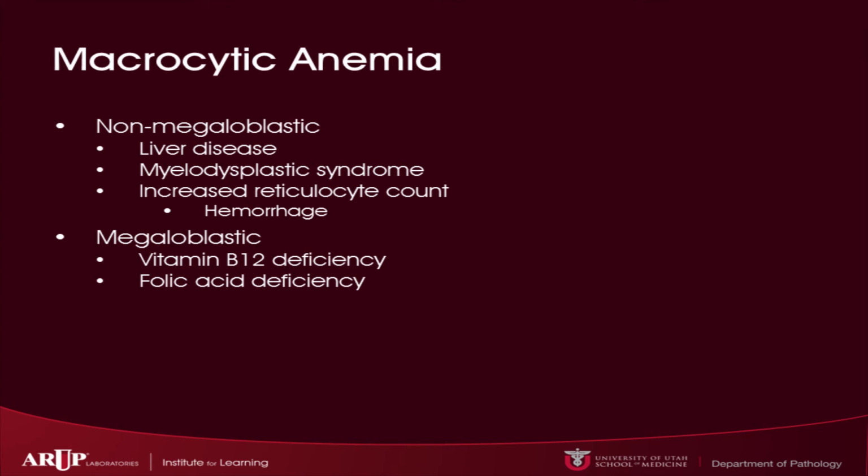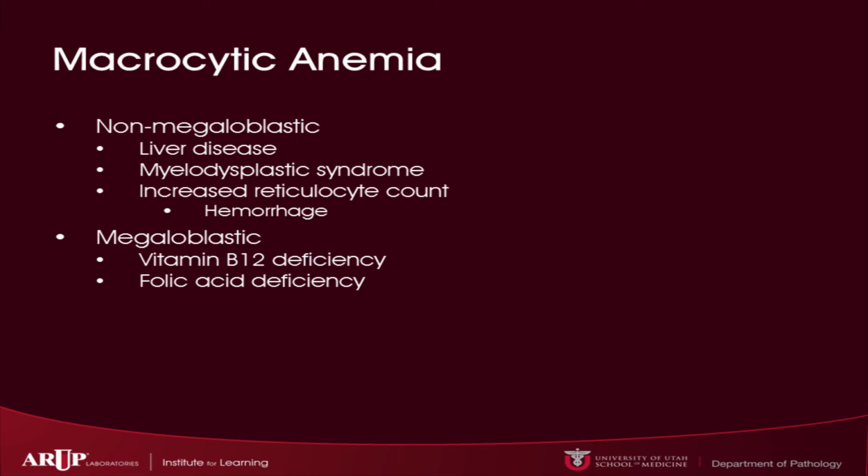which can help us in coming up with a differential of microcytic anemia. So let's talk about macrocytic anemia, which basically means the size of the red blood cells is much bigger. Our reference range is about 80 to 100. Here in macrocytic anemia, it is usually more than 100.